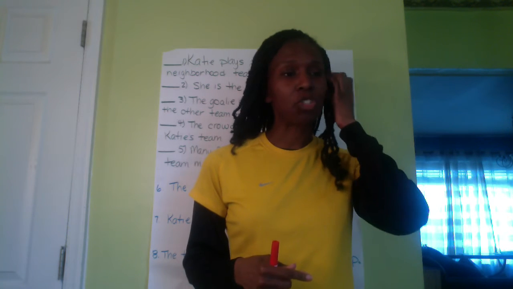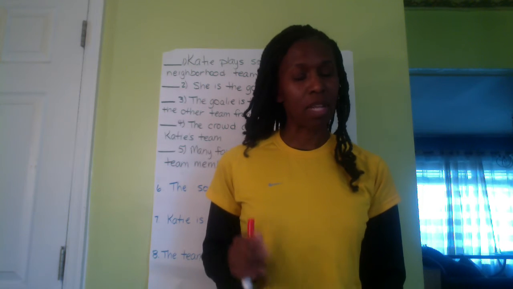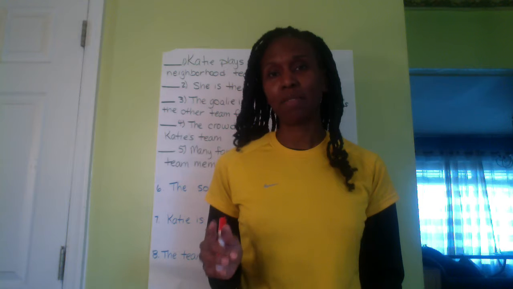For part A, it asks you to underline the main word of the subject once and the verb twice, and then in the blank you're supposed to write A if the verb is an action verb, and then write L if it's a linking verb.